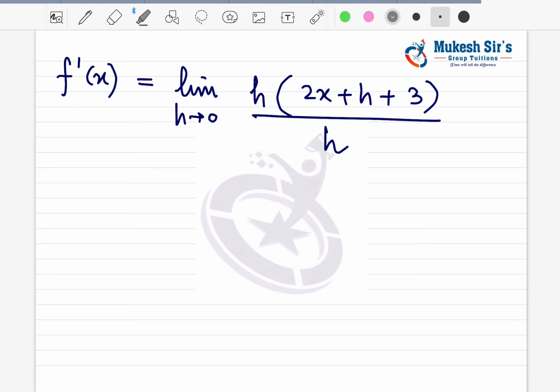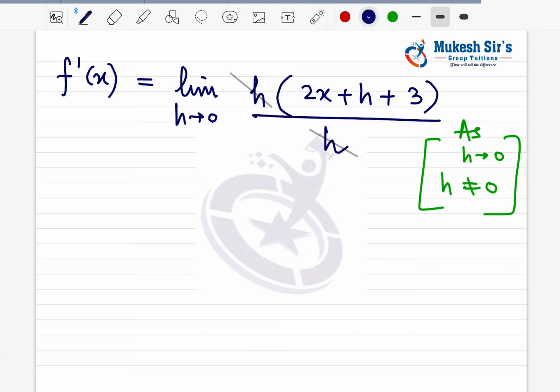Clear? Now this h and h gets cancelled है ना? इसके वजह से डिनोमिनेटर 0 हो रहा था. You can write the reason there as h tends to 0. जो लिमिट से लिखते थे वही लिखना है. h is not equal to 0. Clear? Now you can apply the limits.